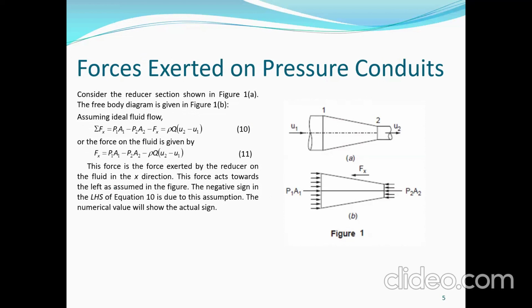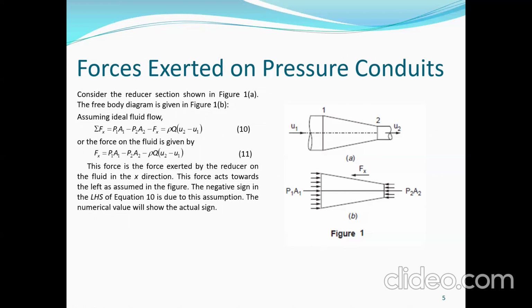Next is the force exerted on a pressure conduit. Pressure conduits are those with pressure, flowing full. So, figure 1A is the reducer. Then the control volume is in letter B, where the free body diagram is. Consider the reducer section shown in figure 1A. The free body diagram of the control volume of the fluid is given in figure 1B.